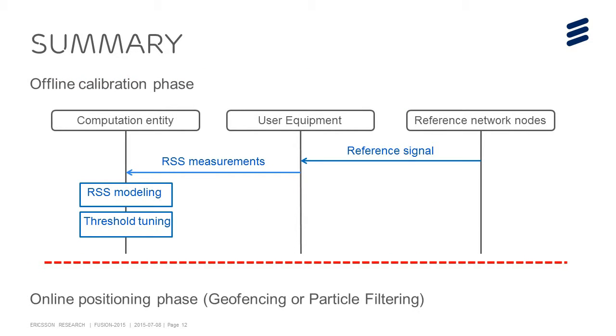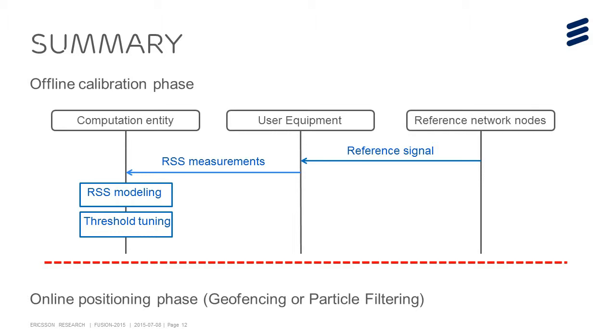Next, I will conclude this presentation with this signaling chart. In our work, we have assumed that the reference network nodes, namely the BLE beacons, transmit reference signals in the offline phase, and the user equipment collects RSS measurements and further uploads them to a computation entity for central calibration of the RSS model parameters, as well as the threshold optimization.